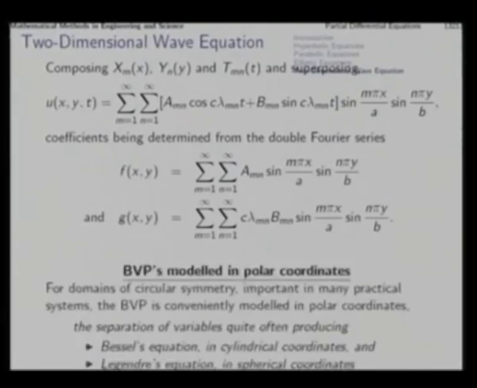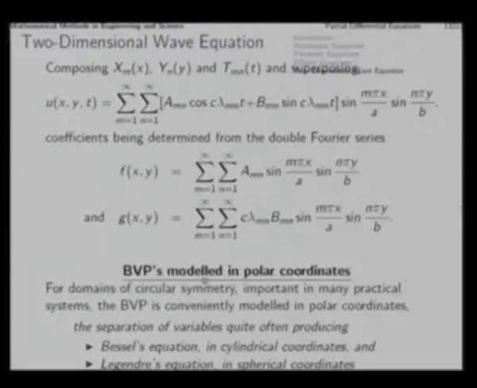Now, if other than this rectangular domain, the domain is of some other shape, then you find that sometimes the differential equations that you get are not so straightforward, whereas here we get the solutions by solving simple equations like X double prime plus lambda square X. But for domains of circular symmetry, which are important in many practical systems, say a cylinder, quite often we find that the BVP that we construct gets modeled more conveniently in terms of cylindrical polar coordinates.